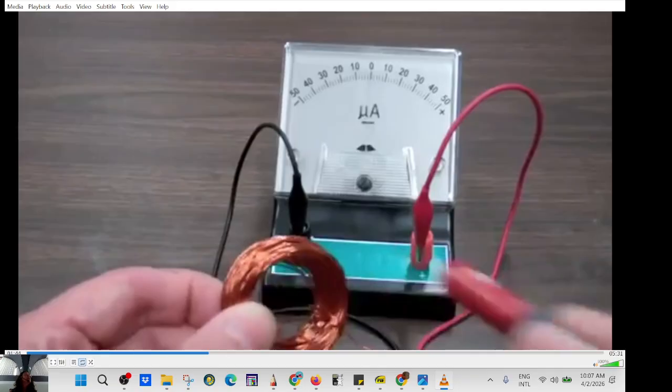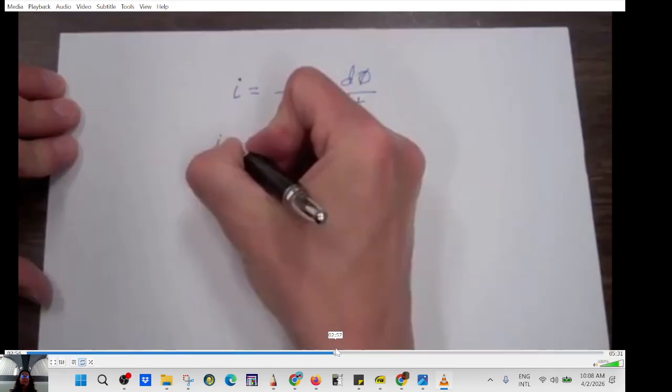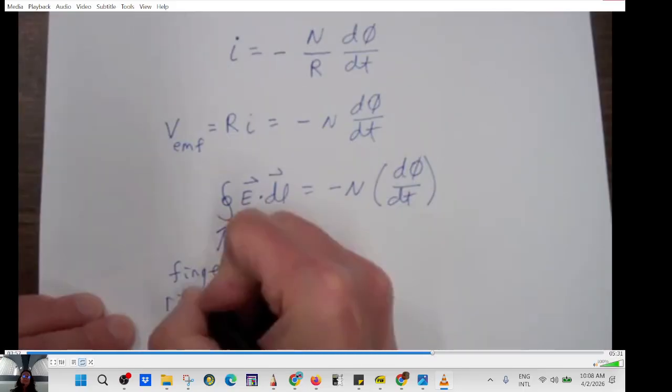We did that in the lab. Yeah, we had to move the magnet in and out of several different solenoid coils to measure the deflection.